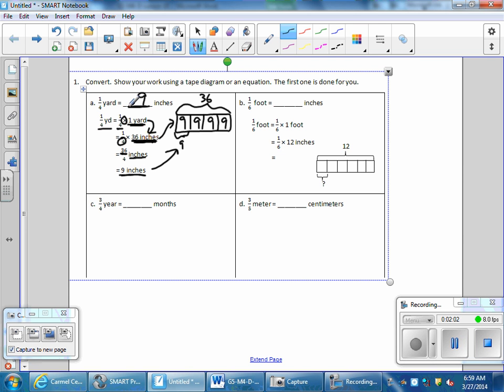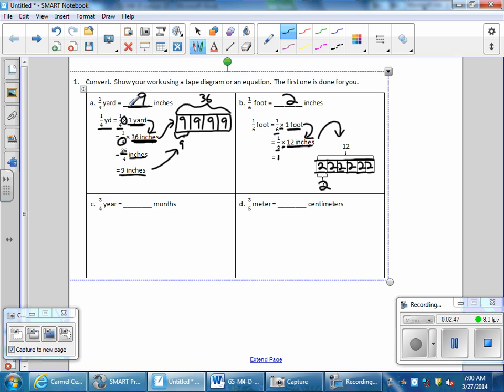B, 1/6 foot is equal to blank inches. 1/6 of a foot is equal to 1/6 of 1 foot. Here's where we convert. 1/6 of 1 foot in inches is 12 inches. Now I can do my tape diagram, breaking the whole of 12 into 6 units. Denominator of 6. 12 divided by 6 would be 2. Each unit is 2. 6 times 2 is 12.